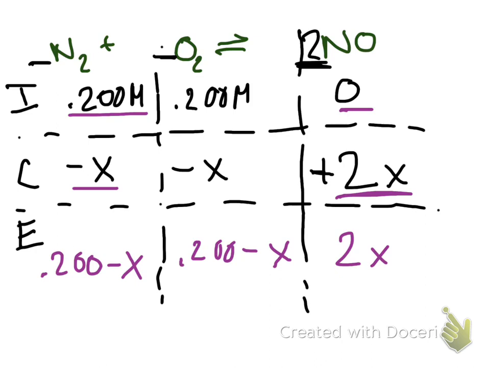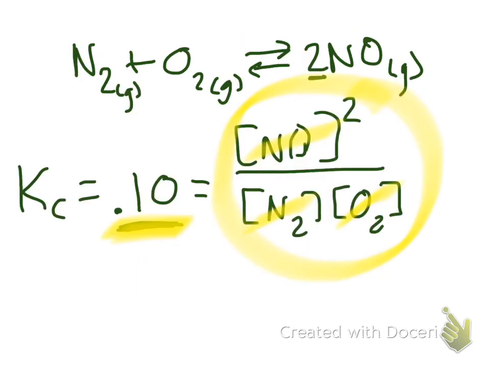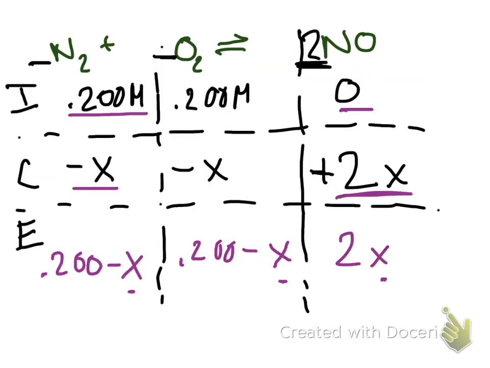So now our job is, what is this x? What is the actual equilibrium concentration of each of these compounds? So this is when we go back to our equilibrium constant. We know that our equilibrium constant is 0.1, and that 0.1 needs to equal the concentration of NO at equilibrium squared divided by the concentration of nitrogen at equilibrium times the concentration of oxygen at equilibrium. So we are going to plug all of that in.